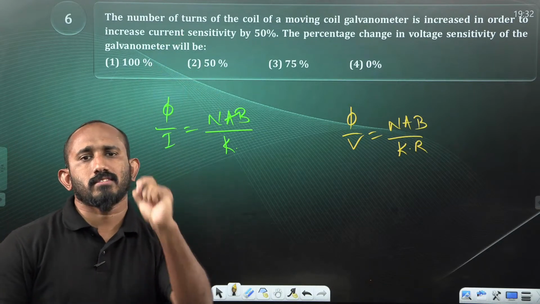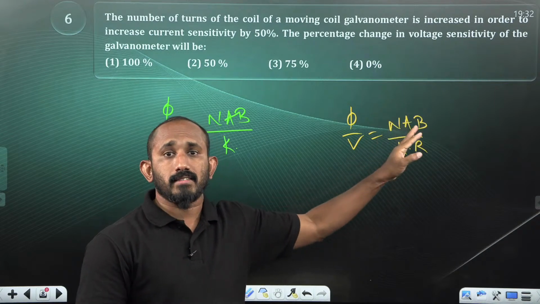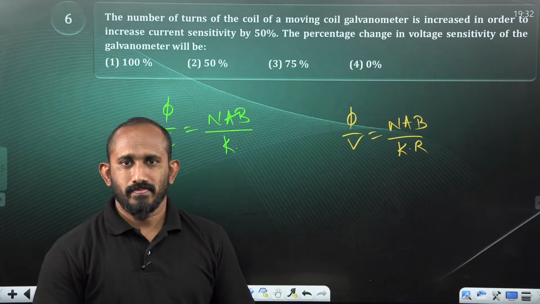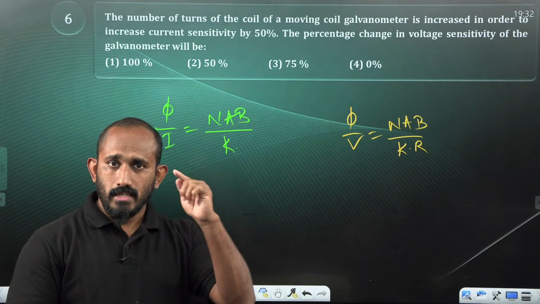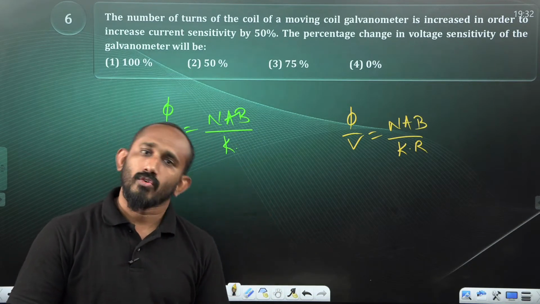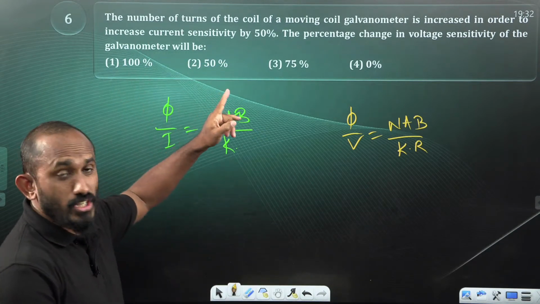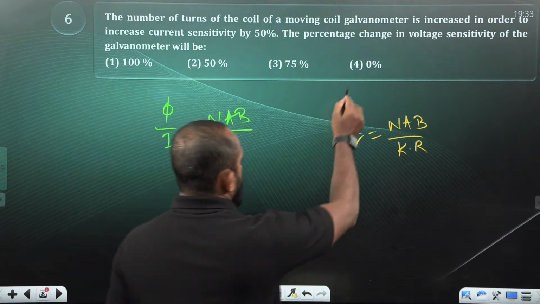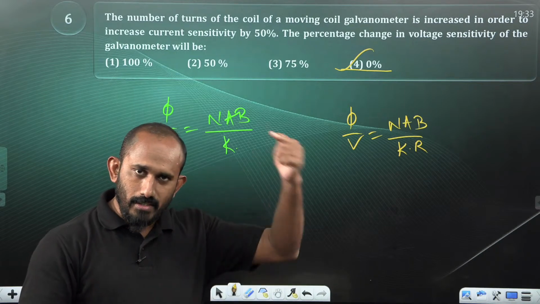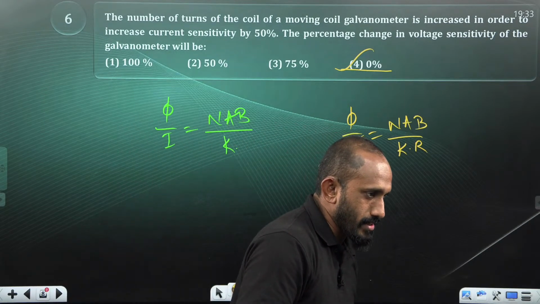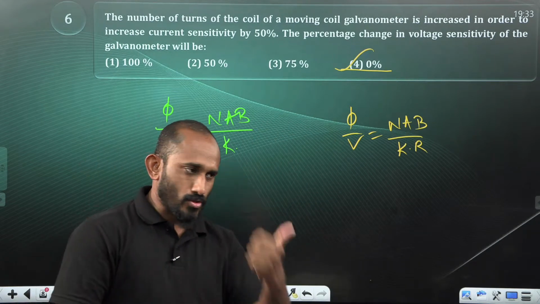Here the number of turns increases. In voltage sensitivity, if you increase the number of turns, the resistance of the wire also increases. Hence, there is no change in voltage sensitivity. But current sensitivity will be increased. If the number of turns increases, current sensitivity increases, but there is no change in voltage sensitivity. The percentage change in voltage sensitivity is asked. There is no change. Answer is 4, 0%. Clear? If the number of turns increases, resistance also increases. Yes, correct. Great. Okay. Next question.